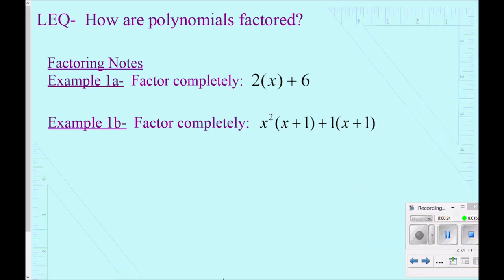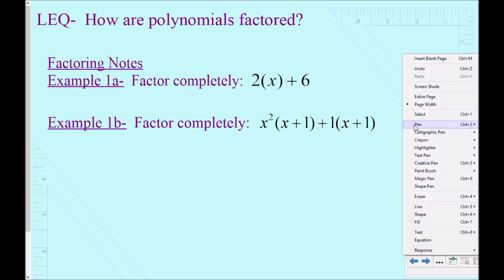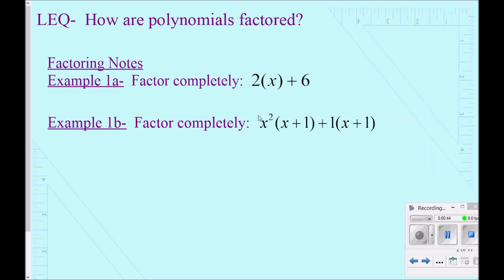So we're going to factor completely. So the first one is just to demonstrate a point. I know it's very simple, but we're going to always start by pulling out the greatest common factor. So between 2x and 6, I know that 2 is the greatest common factor. So I pull that out. Okay, so we're going to pull out that 2.